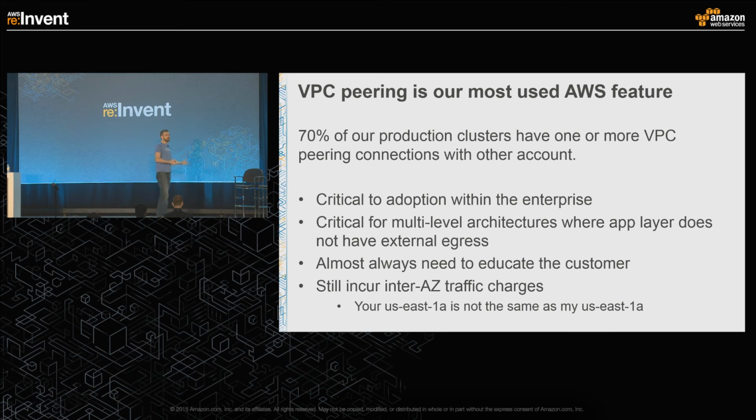We still almost always need to educate our own customers and the consumers of this service about VPC peering. It tends to be a fairly little known feature, particularly when a lot of the customers that we work with are still just all running in a single VPC. You still incur AZ traffic charges, but that tends to happen anyway just by the distributed nature of Cassandra.